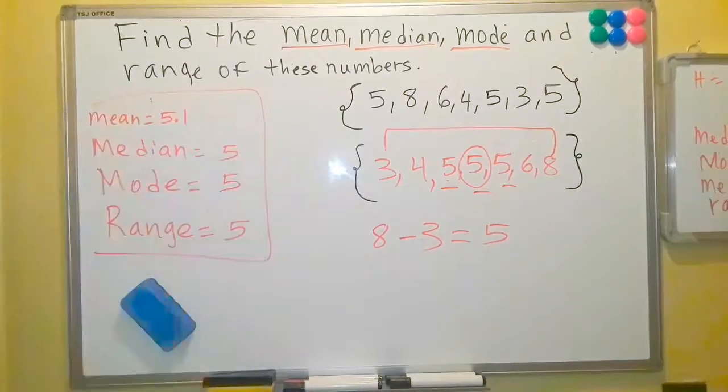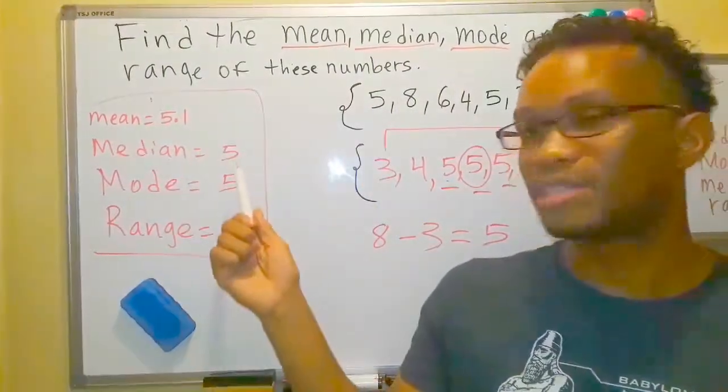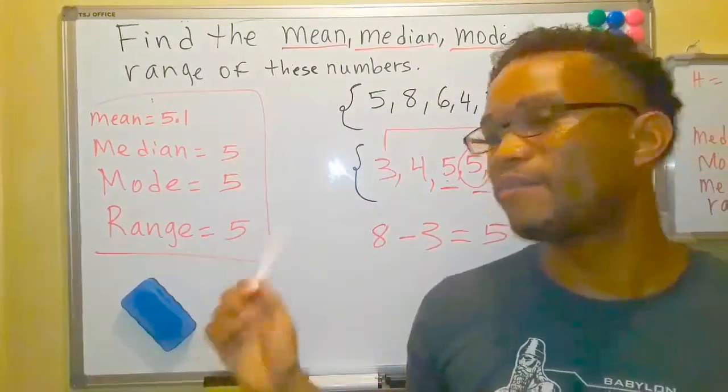So our mean is 5.1. Our median is 5. Our mode is 5. And our range is 5.